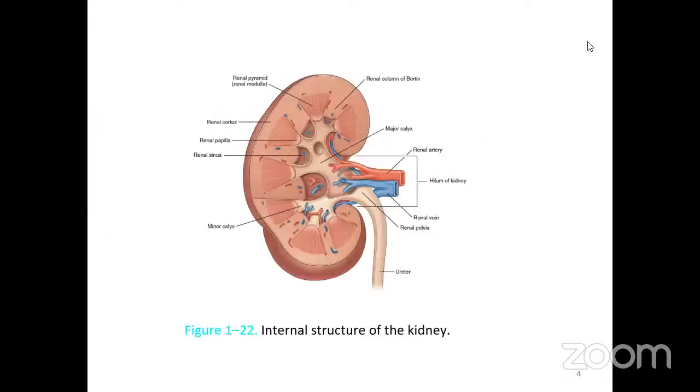This is a diagram showing the anatomy of coronal section of kidney, showing anatomy of medulla and cortex. Medulla is divided into distinct parts called renal pyramid. Tip of each renal pyramid is called papilla, which drains into the minor calyces.